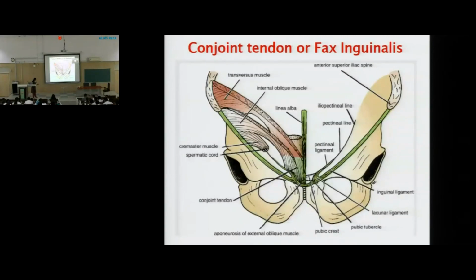The external oblique aponeurosis is folded upon itself to form the inguinal ligament. After that, these fibers got stretched in this area so as to form the superficial inguinal ring. This is the superficial inguinal ring. Okay. Now this is the superficial inguinal ring. After that, the internal oblique fibers are going to originate.